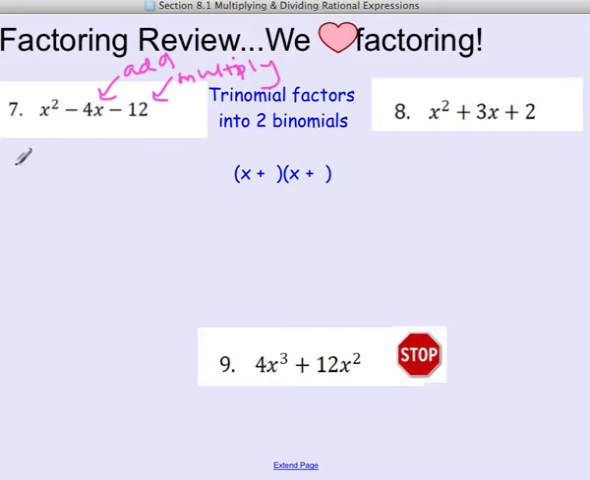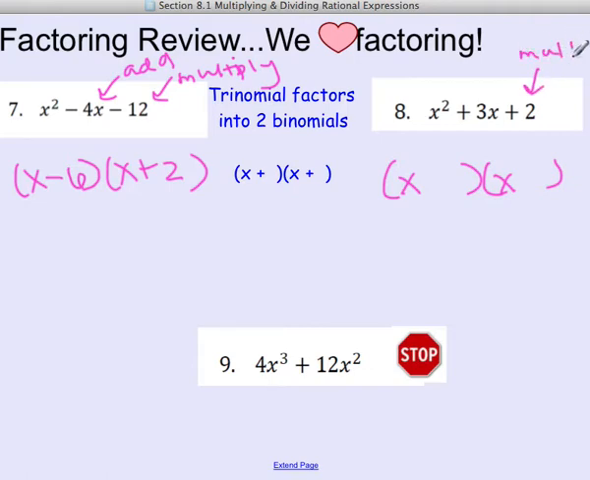So let's go ahead and break this one apart. So it multiplies to -12 but adds to -4. Well, -6 and +2, that would add to -4. And when I multiply them, they give me -12. If I look at 8, what multiplies to 2 and adds to 3? Well, that's nice because there's only one thing that multiplies to 2, 2 times 1. And if they're both positive, they will add to 3. So there's that one factored.